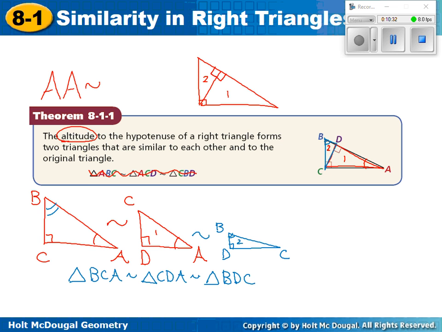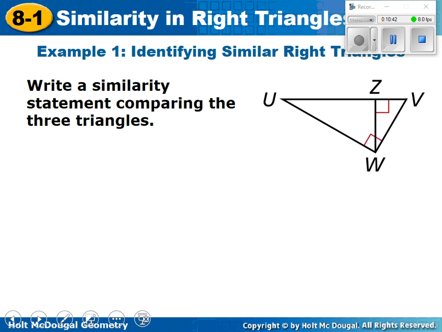But what you have to be able to do is write the similarity statement. Any questions on how to write the similarity statement? All right, we'll see if you can do it. Go to the next one in your notes. Right now, you and your partner write the similarity statement for these three triangles. And we'll see if you get it right. We'll see how you're doing.